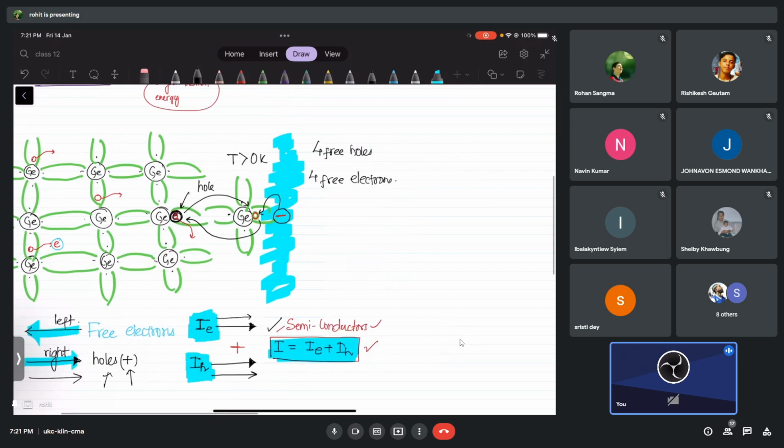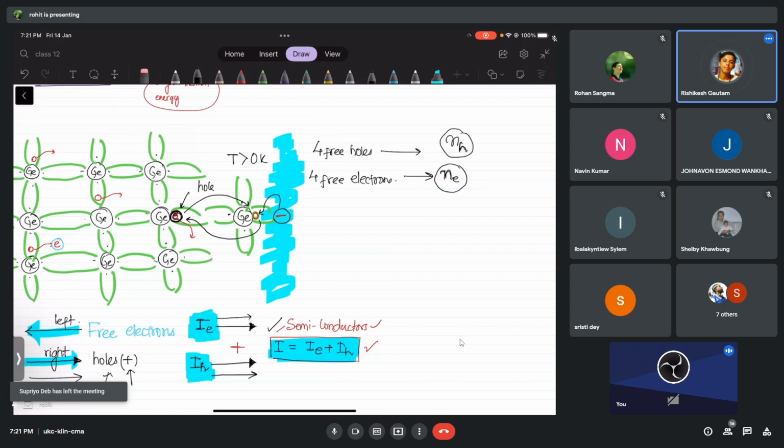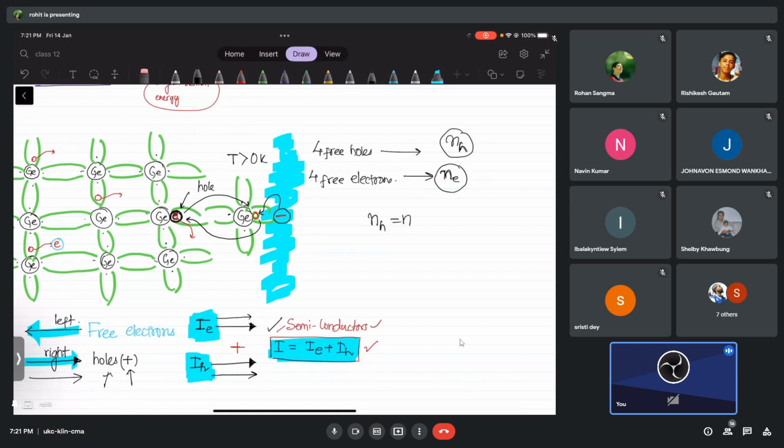Let me use a notation for that: NH and NE. NH represents number density of holes, and NE represents number density of electrons. Do you agree with me that NH will be equal to NE? Yes, sir. The number density of holes will be equal to the number density of free electrons.